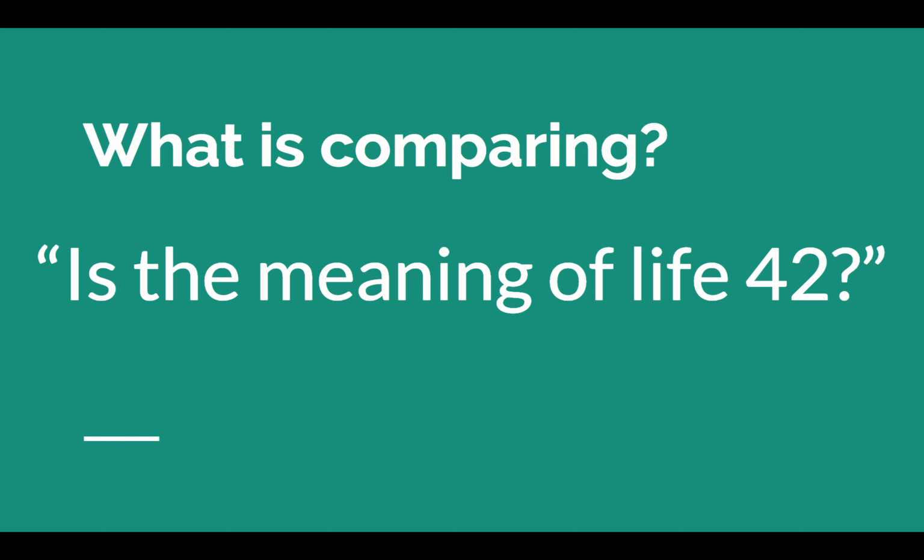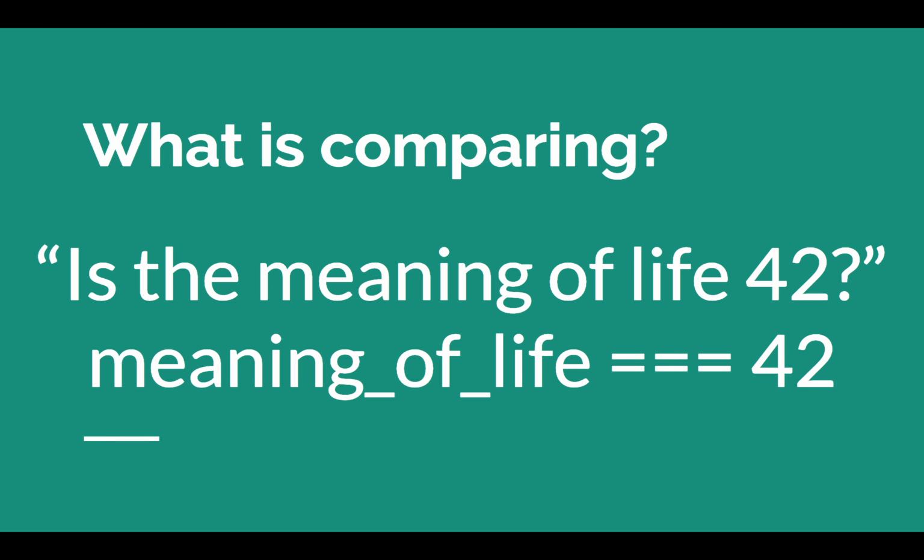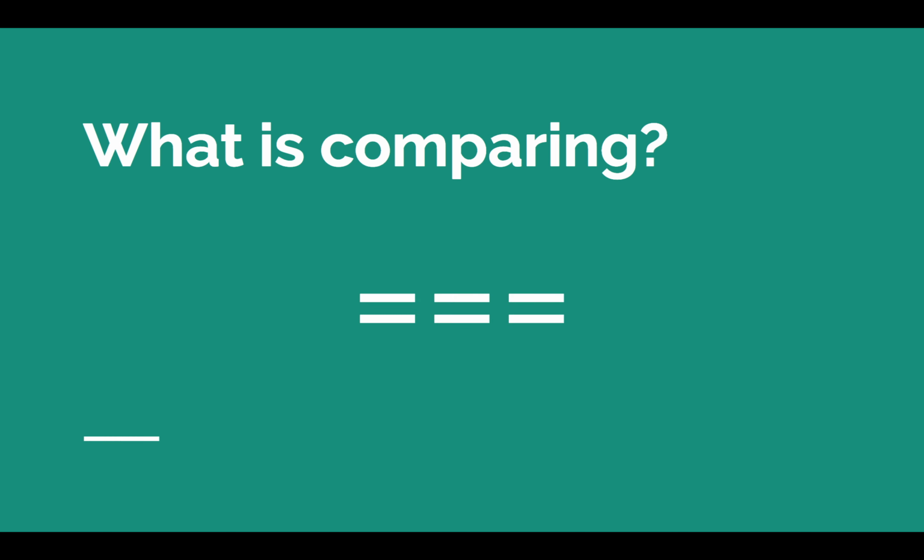So, let's say you wanted to ask the question, is the meaning of life 42? Well, this is how you could write it in code. If you have a meaning of life variable, you can say, use 3 equals, and then 42. Don't get scared, let's break it down. Why are we looking at 3 equals? This looks bizarre, this looks baffling, this is confusing. I completely and utterly agree.